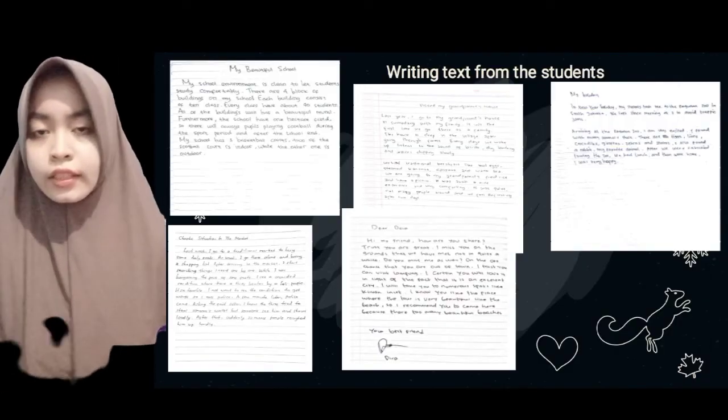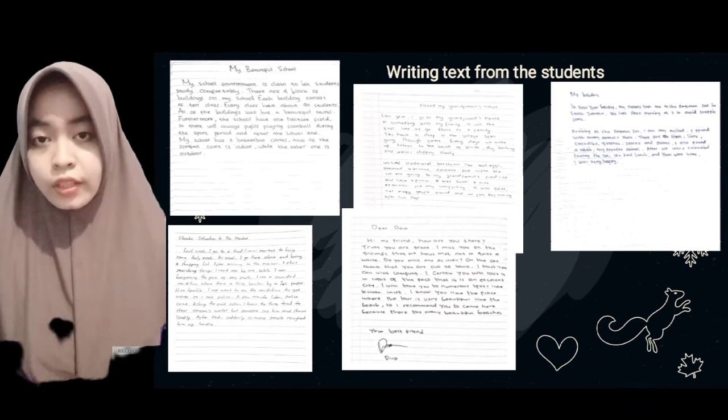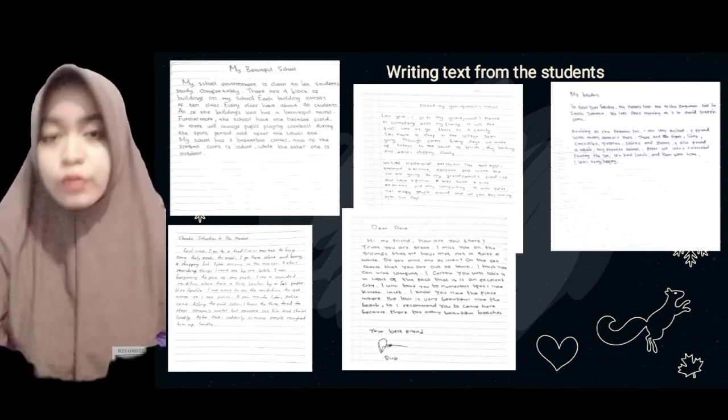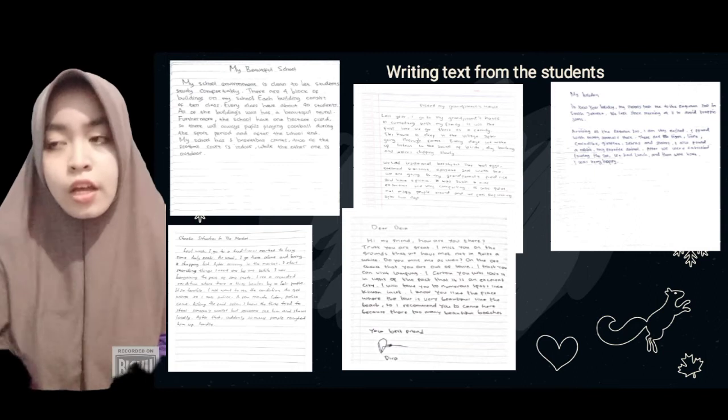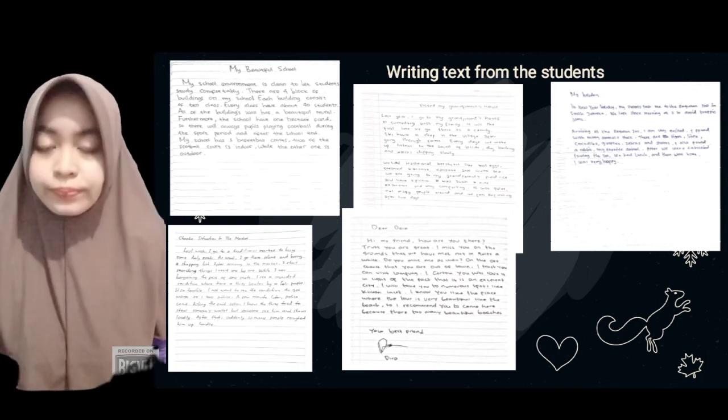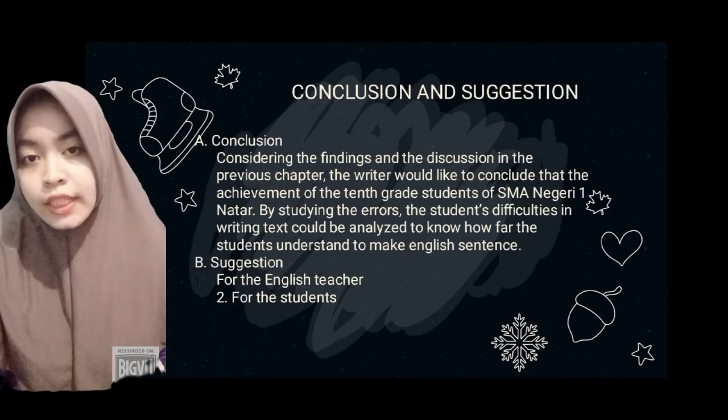Here you can see the data that I used to make this mini research. There are 5 writing products made by the first grade students of SMA Negeri 1 Natar. And then we'll talk about the conclusion and suggestion.